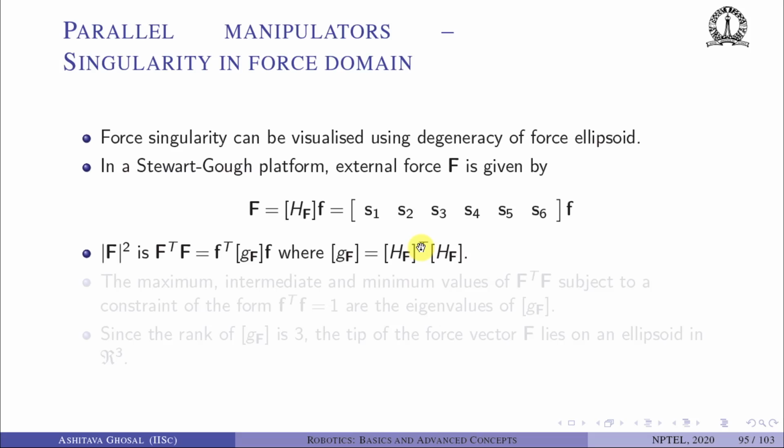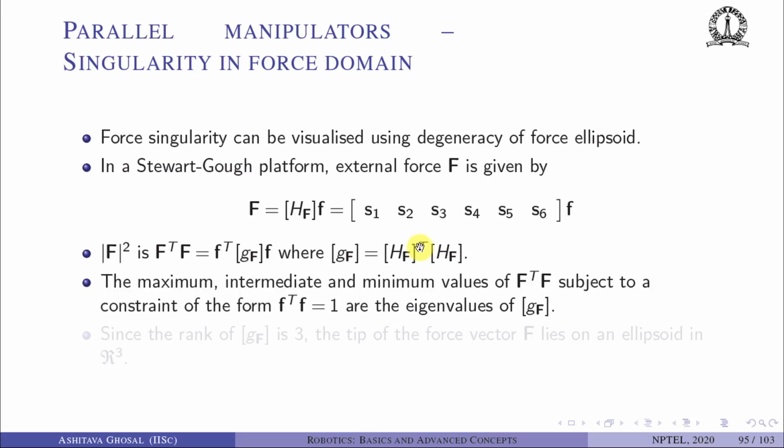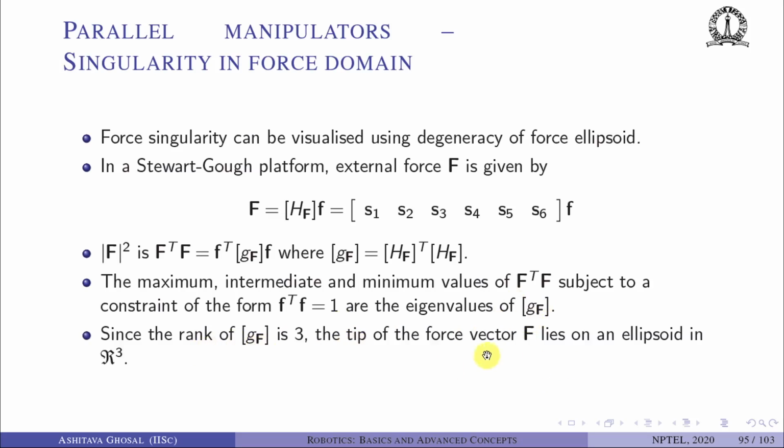Okay, so just like we did for the velocity analysis, velocity ellipse and velocity ellipsoid, the maximum, intermediate and minimum values of the magnitude of this force, subject to a constraint of the form F transpose F equal to 1, very similar to what we did for velocity, theta dot transpose theta dot equal to 1, are the eigenvalues of G_F. Okay, so since the rank of G_F is 3, the tip of the force vector lies on an ellipsoid in R3.